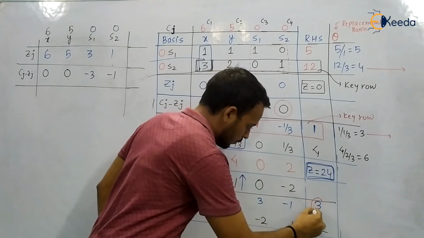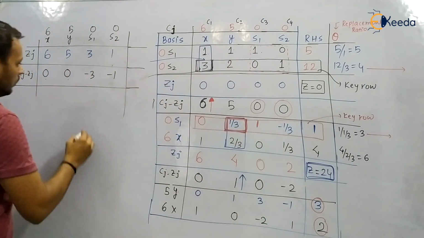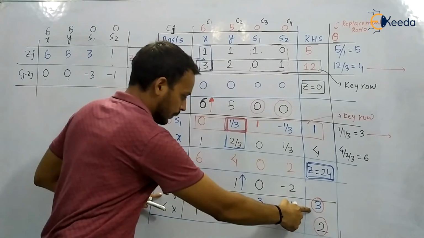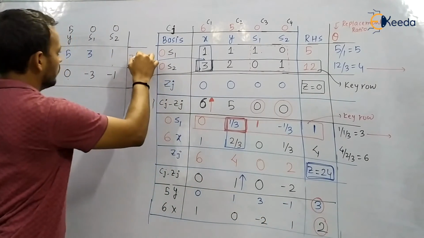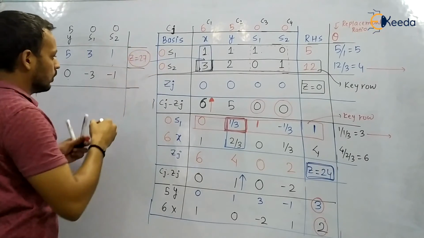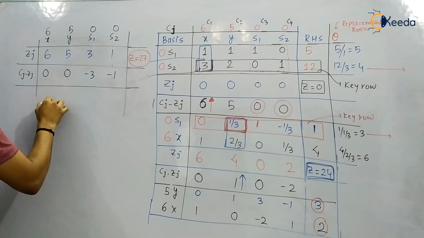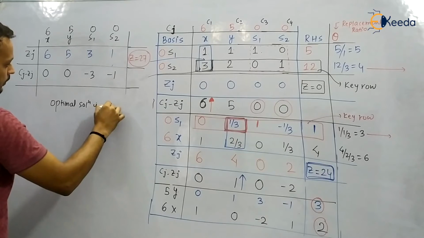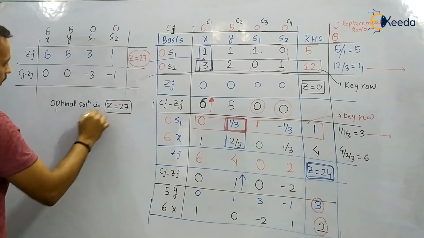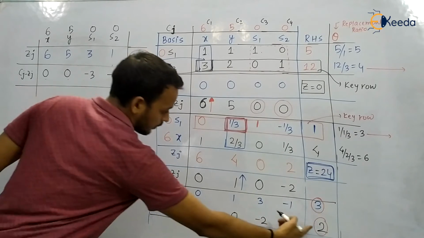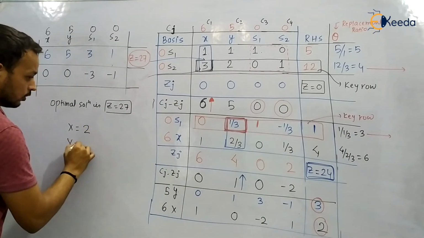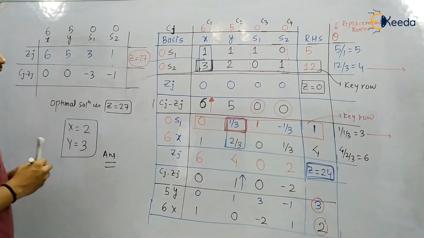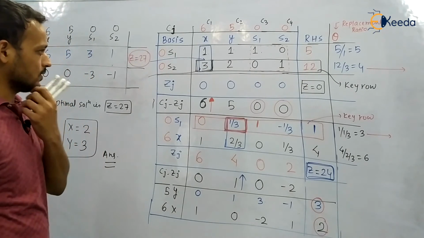So you can see the y value is 3 and the x value is 2. And the z value you can also calculate here. The z value is 5 into 3, 15 plus 12. It is going to be 27. So you can say that the optimal solution is z equals to 27, and the value of x is 2, and the value of y is going to become 3. So this is your final answer.